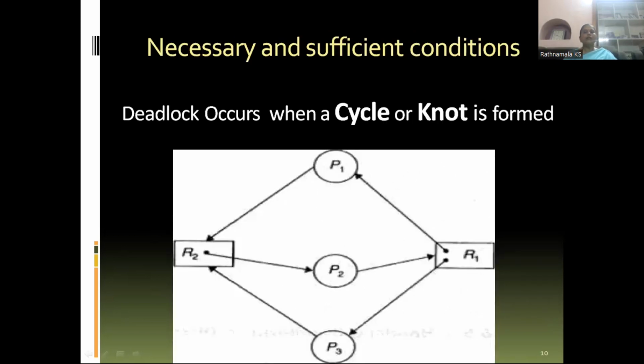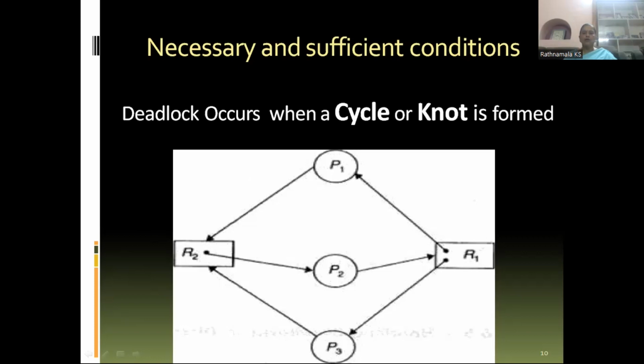Next, what are the necessary and sufficient conditions for deadlock? The necessary condition is a cycle and the sufficient condition is a knot. What is a cycle? You can see the diagram: from P1, R2 to P2, P2 to R1, R1 to P1. This is a cycle. If there is a cycle, then there is a deadlock. Another cycle you can see: R2, P2, R1, P3, R2. This is also a cycle. This is a necessary condition for a deadlock. What is a sufficient condition? When there is a knot.